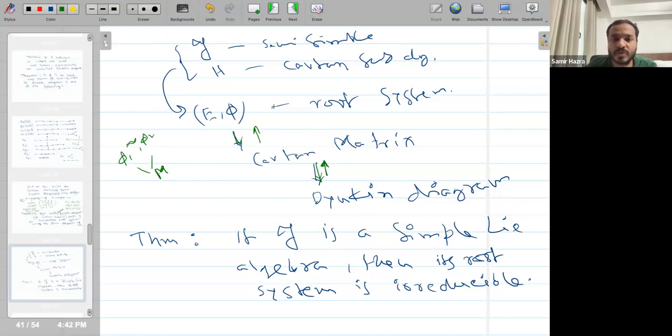So we want to find a bridge. So basically, this gap is there. We don't know whether we have a one-to-one correspondence here. So we will now focus on that part. This theorem tells us that if G is a simple Lie algebra, then its root system is irreducible. We are now going back to the simple Lie algebra. So if G is a simple Lie algebra, then its root system is irreducible. We know how to find a root system of a simple Lie algebra.